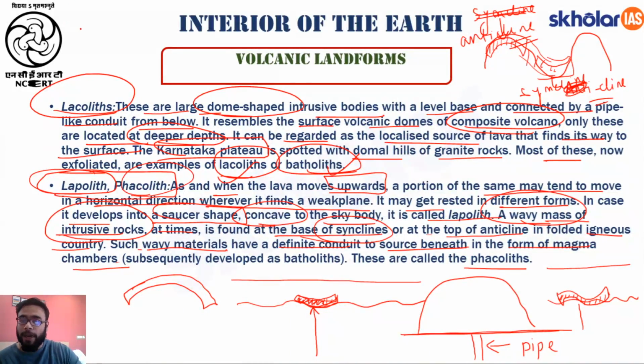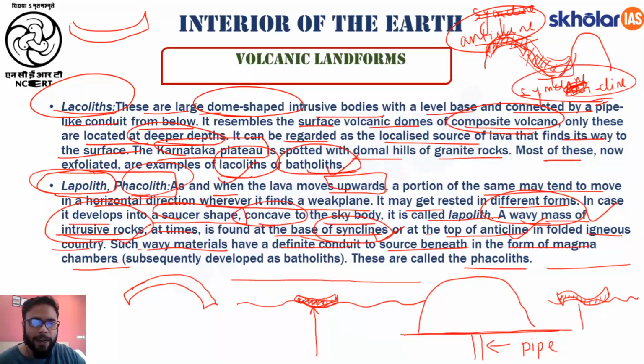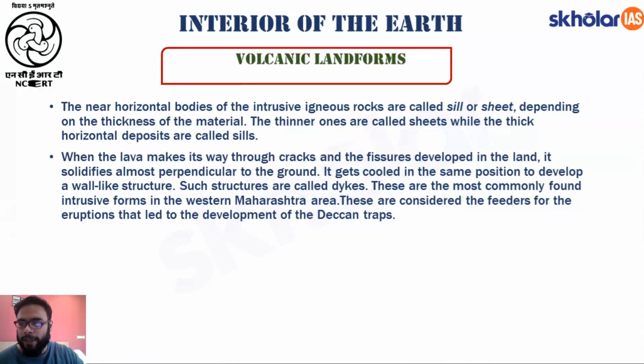Understood? So laccoliths are saucer shaped, whereas phacoliths have a wavy structure where your magma is getting deposited both in the anticline as well as in the syncline. So a wavy mass of intrusive rocks at times is found at the base of synclines or at the top of the anticline. This is the anticline, this is the syncline, right? In the folded igneous country, such wavy materials have a definite conduit to the source beneath in the form of magma chambers, and these are called as the phacolith. Understood? Laccolith, and then we have your phacolith, right? Okay, then what are the other types of structures that we see? Let us talk about them.